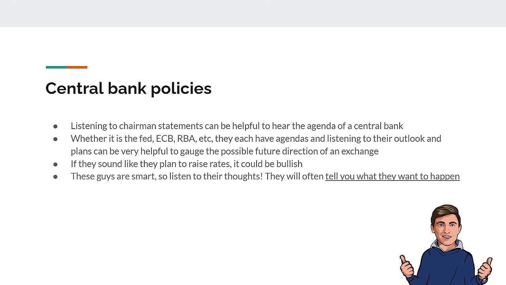Now it hurts imports because why? If your country's currency is weak, it costs way more in your country to buy something from another country where the expensive currency is, right? So it's understanding this concept that can go a long way.